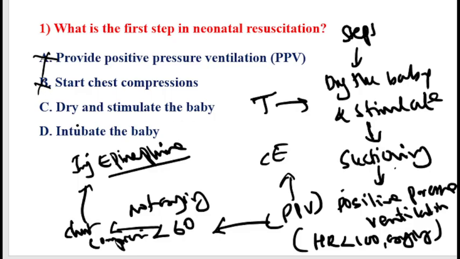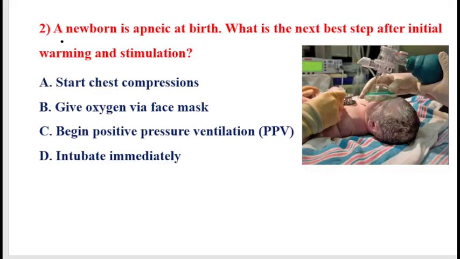Then option C, dry and stimulate the baby. So this is the correct answer here. We have to dry and stimulate the baby first. And intubation we will do finally, when the baby has recovered well. We will successfully resuscitate the baby, finally intubate, and send the baby to the NICU for further management. So the answer for this question is option C. The first step in neonatal resuscitation is to dry and stimulate the baby to initiate breathing or crying. Okay, next question we will see.